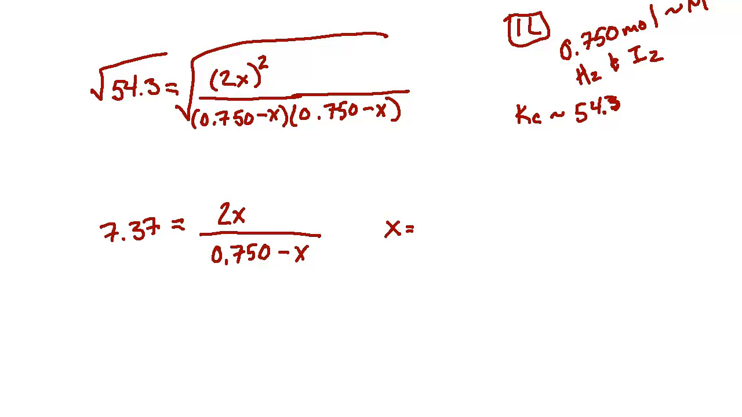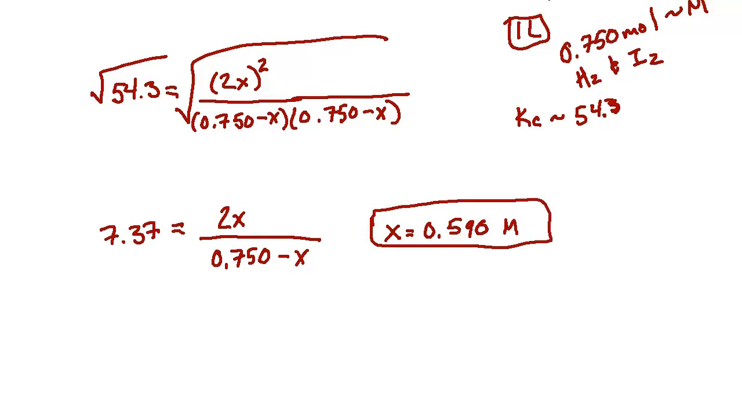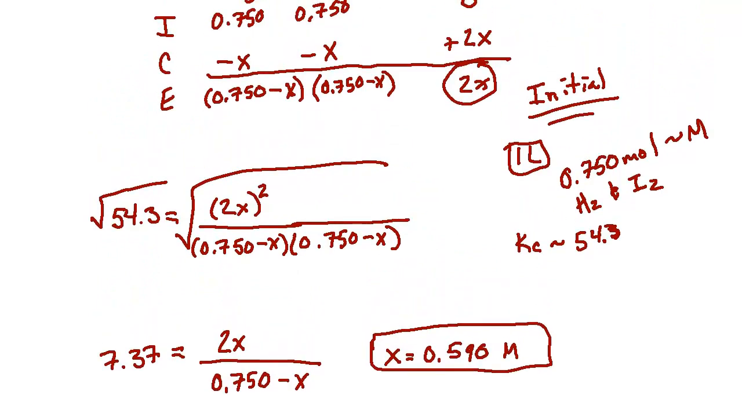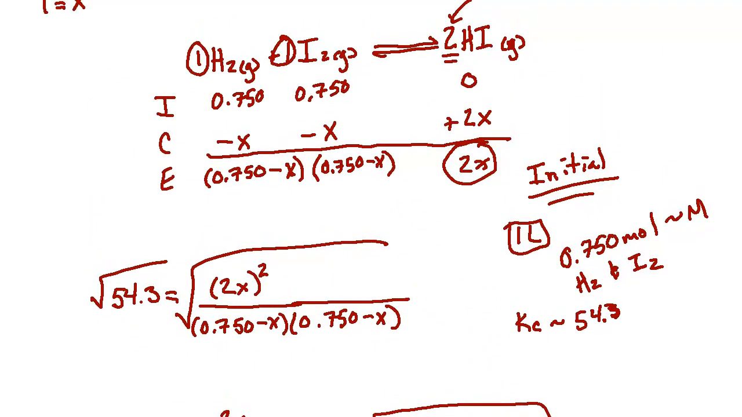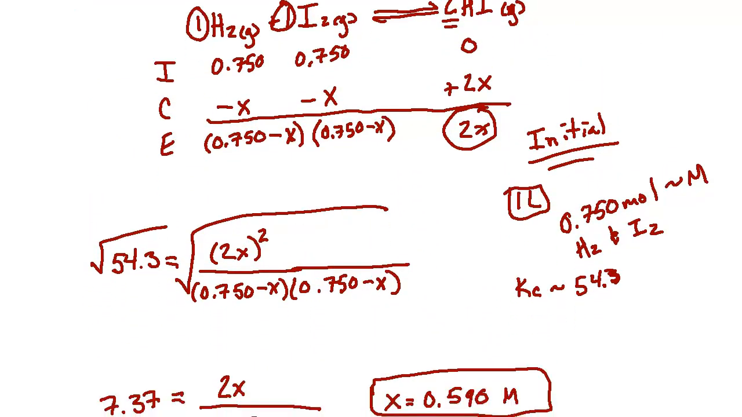Okay. And if you were successful, you should have gotten approximately 0.6. So it would be 0.590 molarity. So are we done at this point? Well, this is what x is equal to. So if I wanted to really find the concentrations at equilibrium, I would need to go in and plug these values back in order to find those equilibrium values.